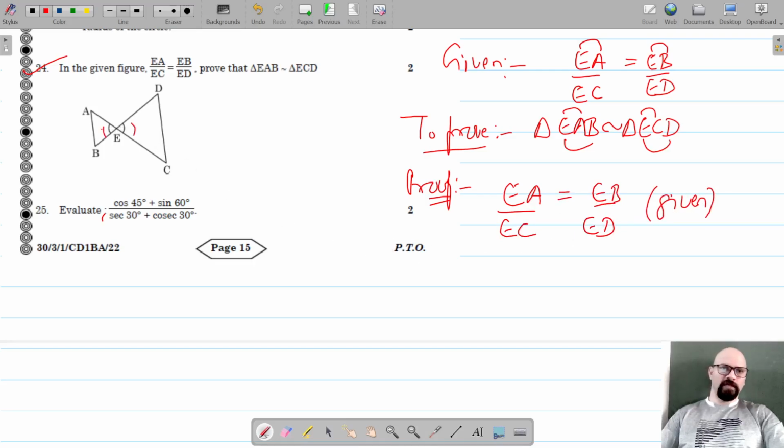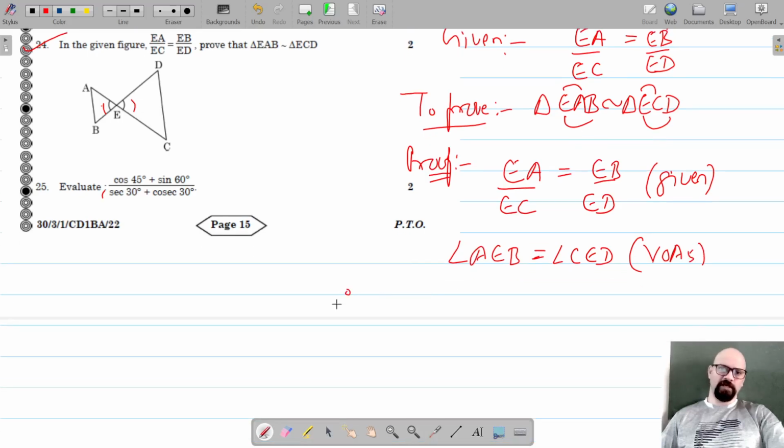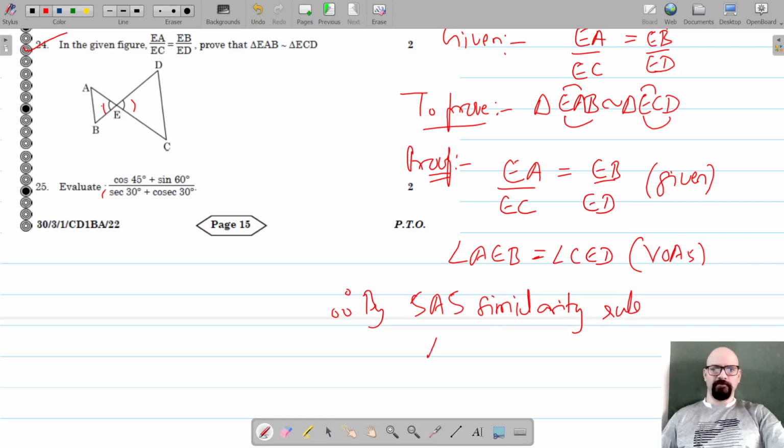Now these two angles are vertically opposite angles, and these are the included angles of the corresponding sides that are in proportion. So these are vertically opposite angles. So we can say that by SAS similarity rule, triangle EAB is similar to triangle ECD.